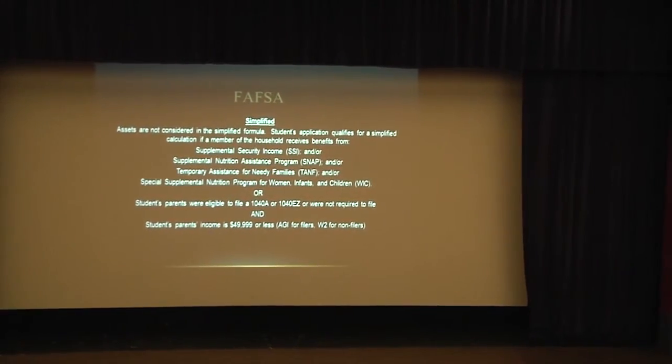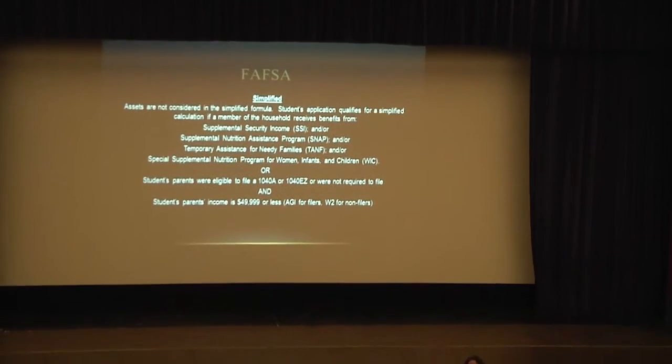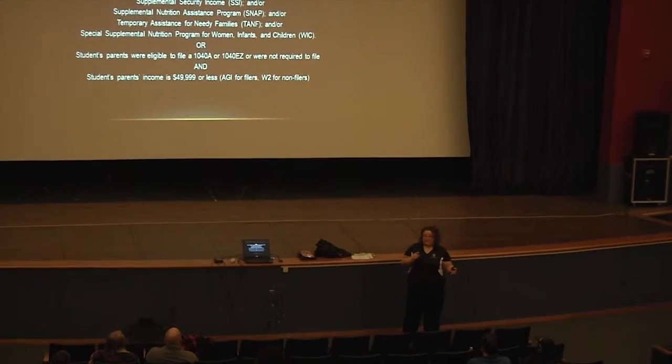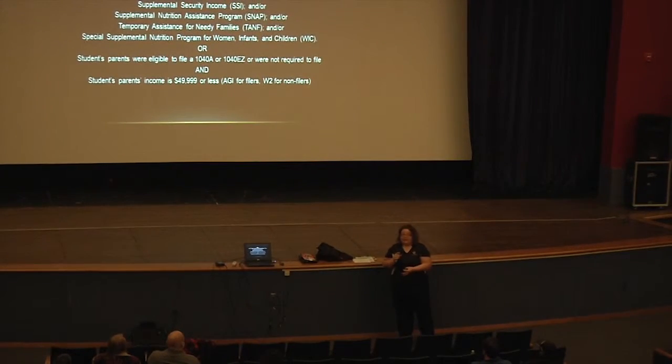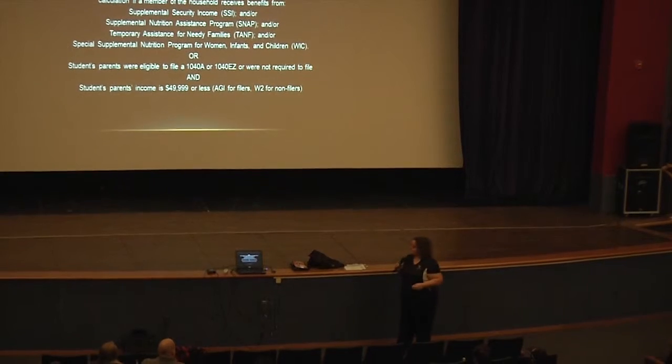If a parent's AGI is $49,999 or less, and the parents were able to file a 1040A or a 1040EZ, or someone in the household received federal benefits, then that student is going to be put into the simplified calculation.